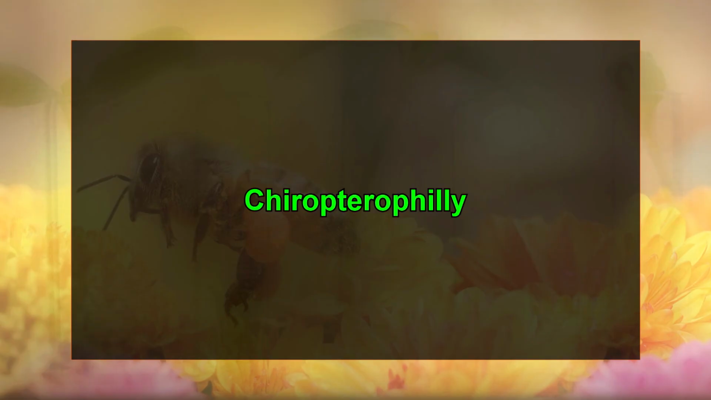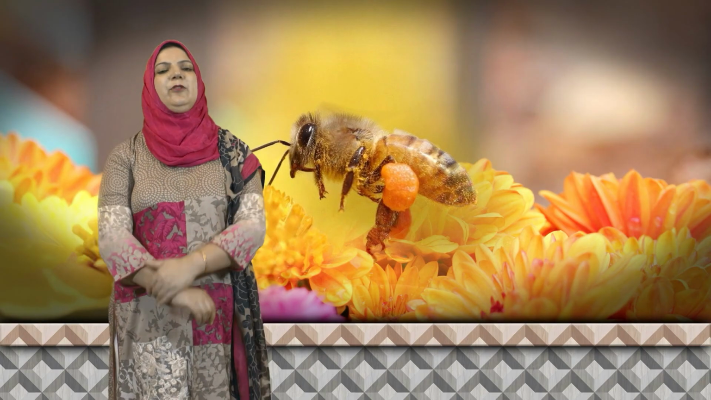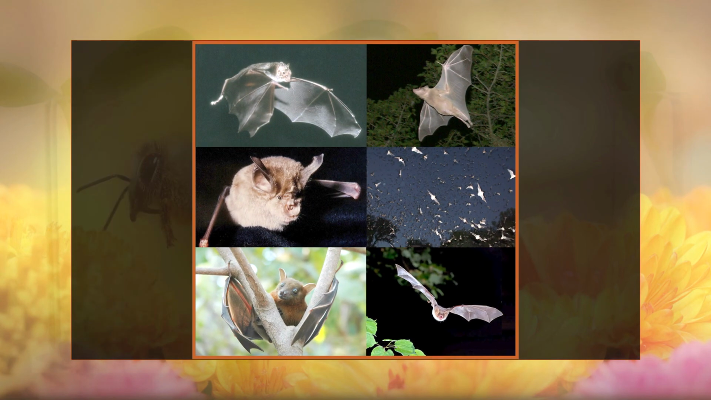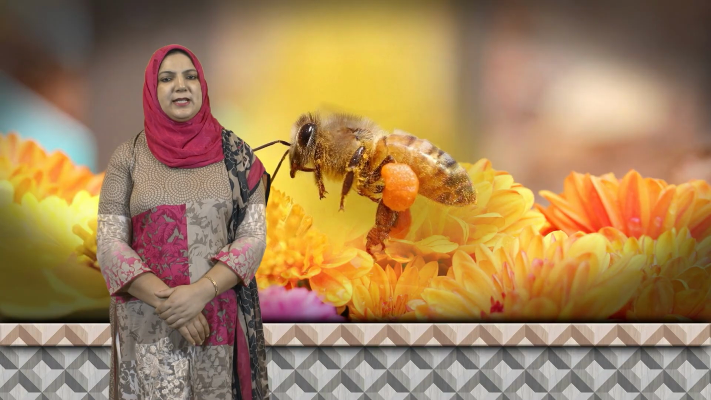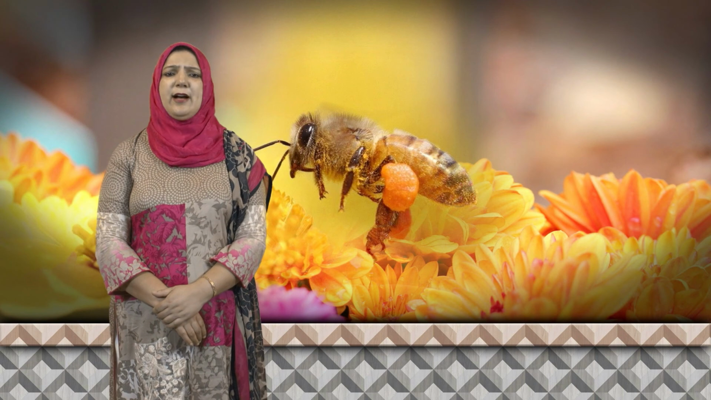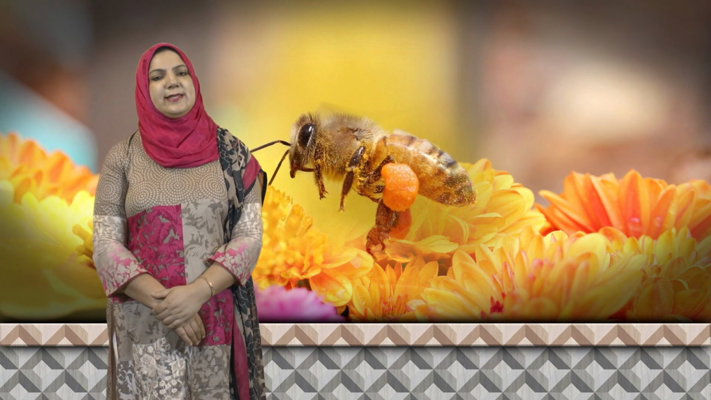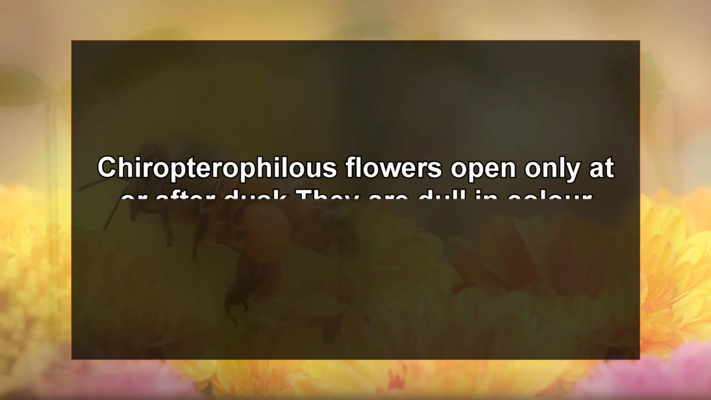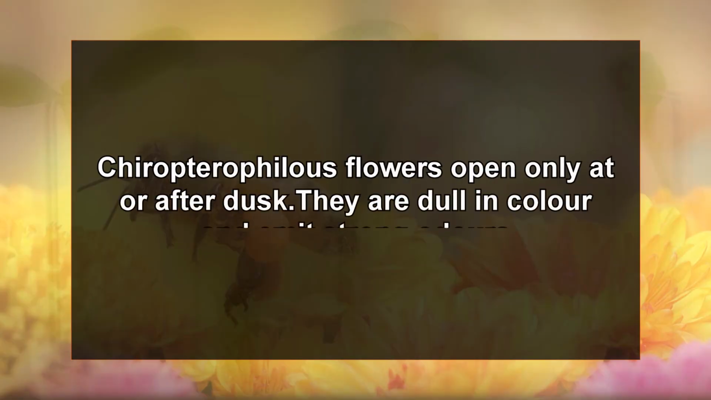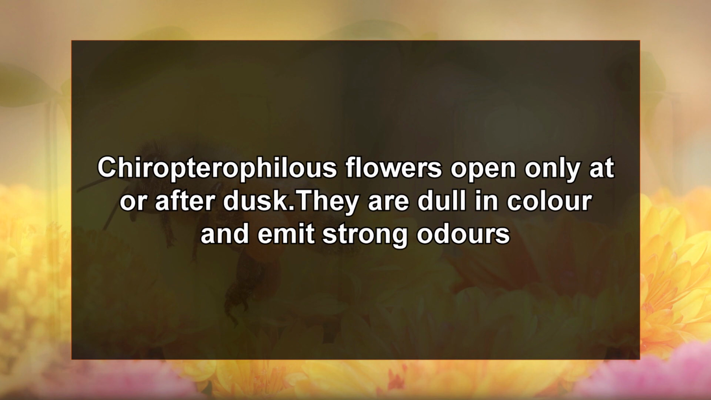The other type of pollination is chiropterophily. It is pollination which occurs with the help of bats. These bats are the instrumental pollinators only in tropics. Chiropterous flowers are borne singly or in clusters, quite away from branches and foliage owing to their long stalks. These flowers open only at or after dusk. They are dull in color and emit strong odors.